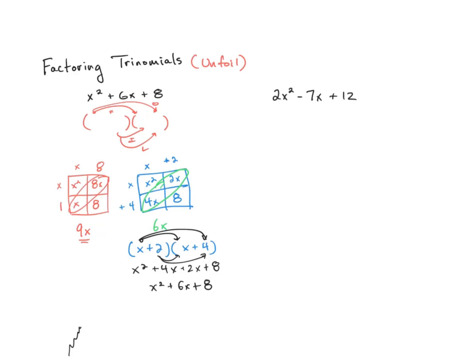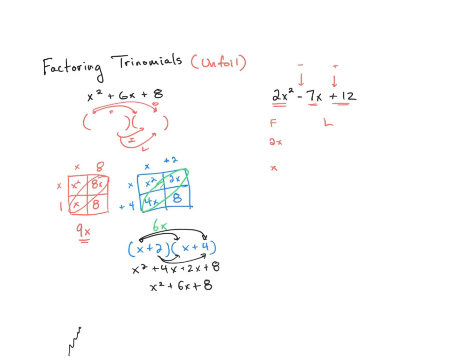Now this one's a little bit different, and you could use the same box method, but I'm going to show you a different method just so you could find one that works for you. I know that my first, or my 2x squared, is going to come from my first times my first. So I know my first is 2x times x. Now the next place I have to look is the 12. And I have to not only look at the sign for 12, which is positive, but the sign for my middle, which is a negative.